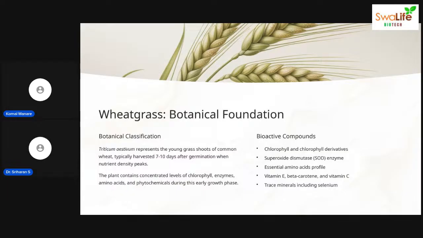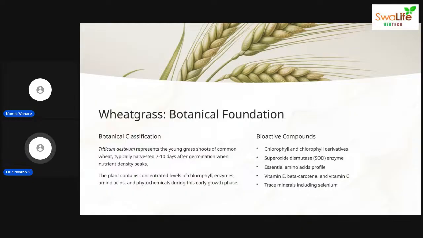So, a short intro about wheatgrass. Wheatgrass is a herbal product that comes under herbal and nutraceutical products. Its biological name is Triticum aestivum. Wheatgrass is nothing but the young grass of the wheat. That is the botanical classification. Now we go to the bioactive components.